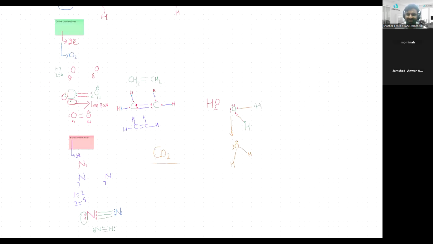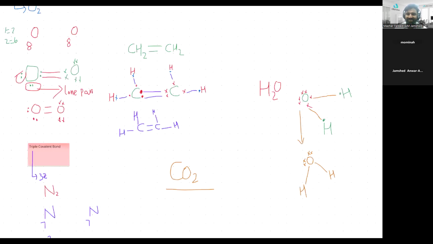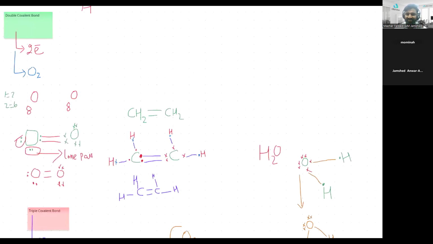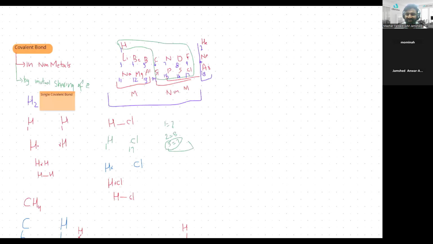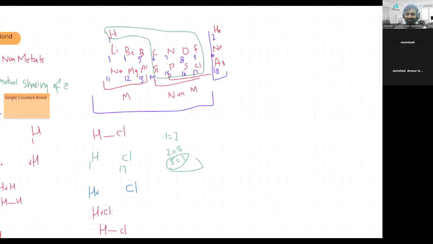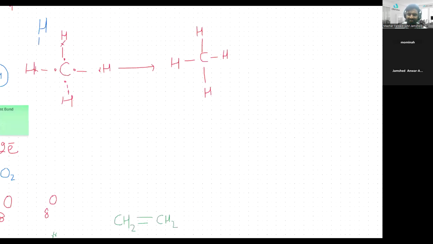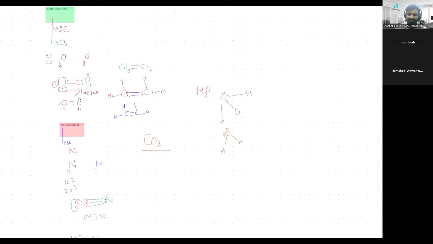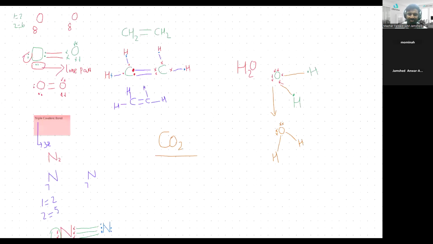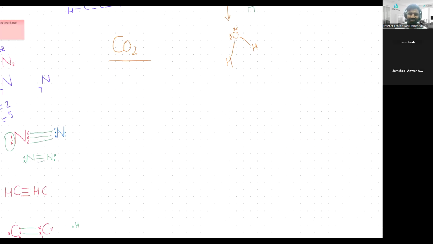Can you see where carbon is present in the periodic table? On the non-metal side. That means a covalent bond is possible in carbon dioxide because carbon is a non-metal. So we can check the covalent bond in CO2 through the formation of its bonds.